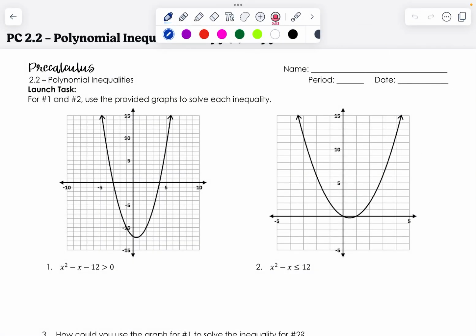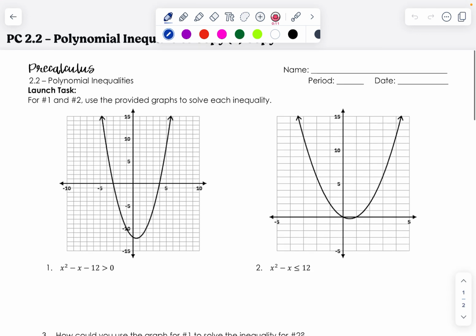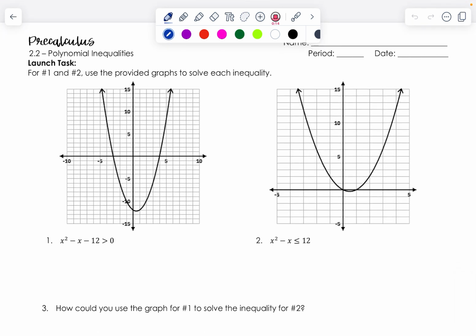All right, today is 2.2, and it's polynomial inequalities. So for 1 and 2, it says you want to use the graph to solve the inequality. What I want you to notice is this says x squared minus x minus 12, which is this parabola. Where is it positive? I'm using a highlighter here, and where the graph is positive is above the x-axis. So that's negative infinity to negative 3. It doesn't say equal to. Union 4 to infinity. All right.